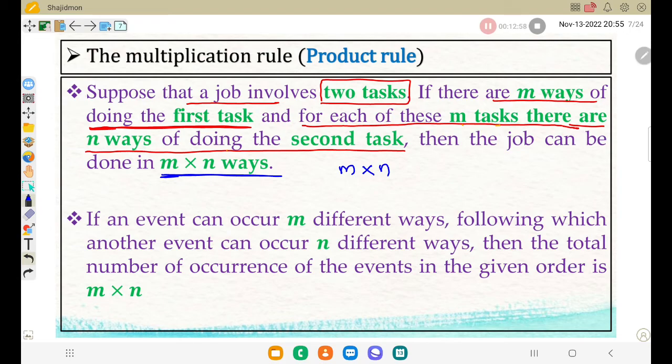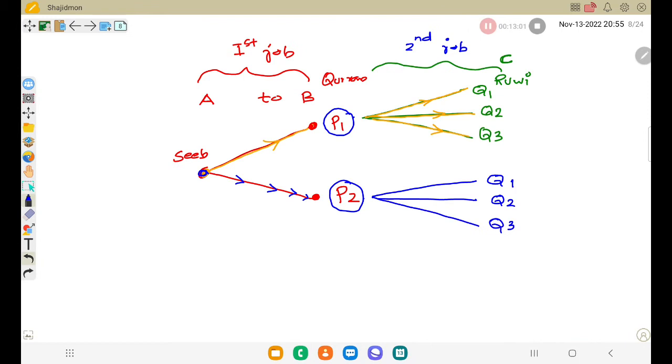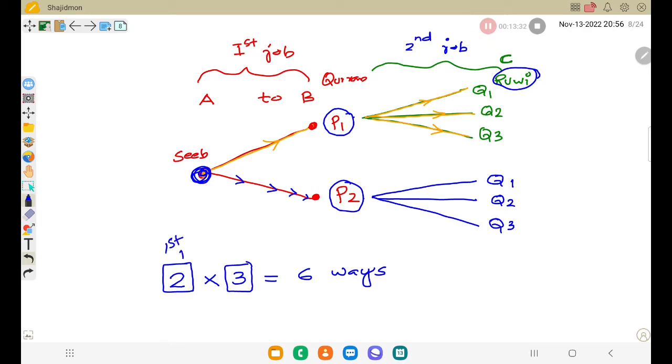So totally, how many ways can we go from A to C, that is, if you want to reach Ruvi from Seeb? Seeb to Kuram is two ways, multiplied by Kuram to Ruvi, three ways. So totally 6 ways you can go from place A to C. This is what we call the multiplication rule. This is the first job, or first task, which we can do in two ways, and the second task, or second job, which we can do in three ways.